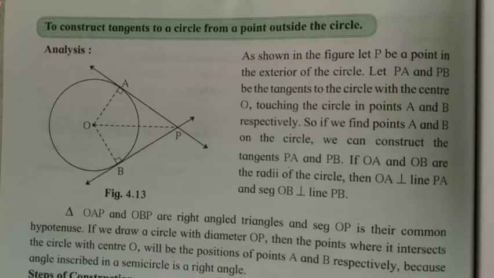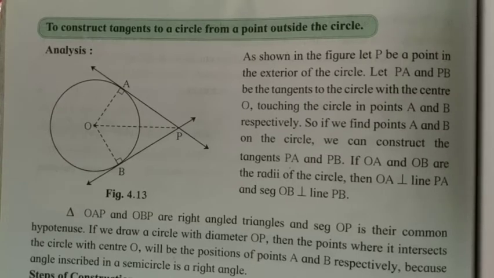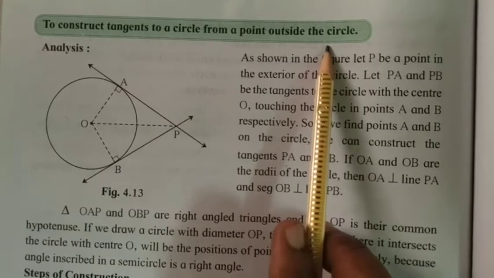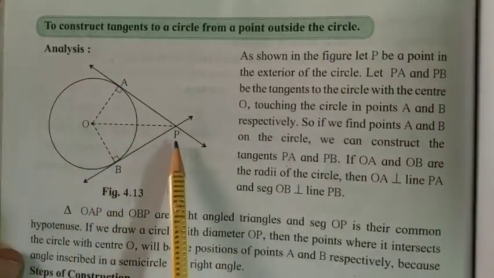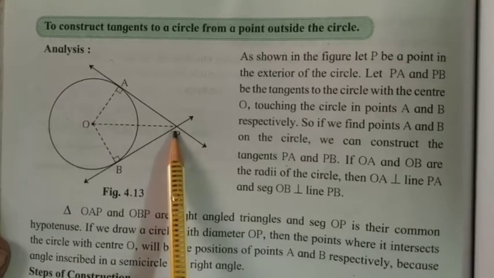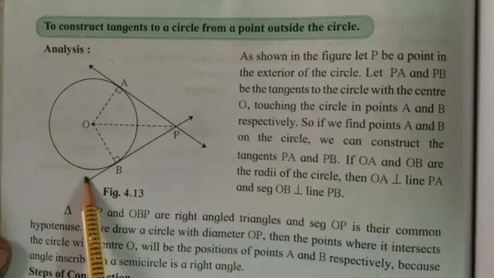In the last video, we learned how to construct tangents to the circle at a point on the circle. Now we are going to learn how to construct tangents to a circle from a point outside the circle. Suppose this is the given circle and this is the point P in the exterior of the circle, and we have to construct these two tangents to that circle.